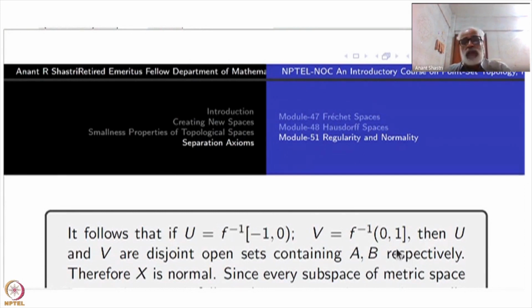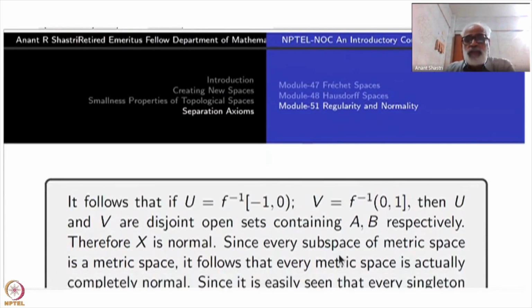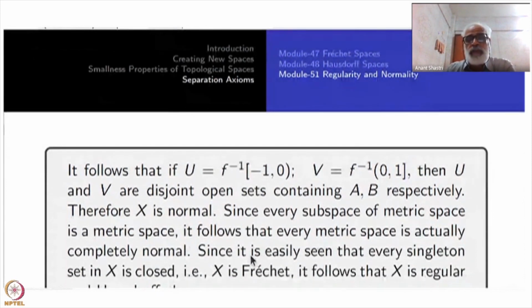So what we have proved is that disjoint closed subsets of a metric space can be separated by open subsets. Actually, they can be separated by continuous functions. So in particular, every metric space X is normal. Indeed, since every metric space is normal, and a subspace of a metric space is also a metric space, it follows that every metric space is completely normal.